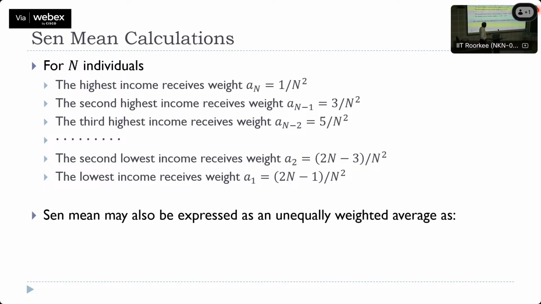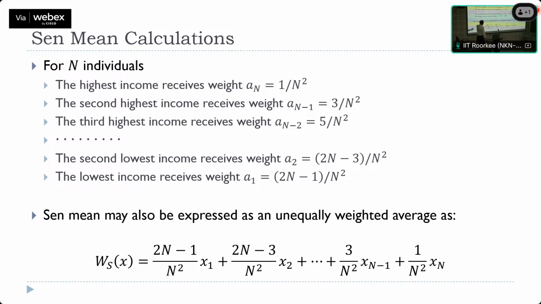Okay, so the Sen mean can be expressed as an unequally weighted average, where you put the highest weight on the poor and the lowest weight on the richest. That's what Sen mean is. It's just a different way of averaging. The general mean does it in a different way. Sen mean does it in a different way. Understood? Okay.